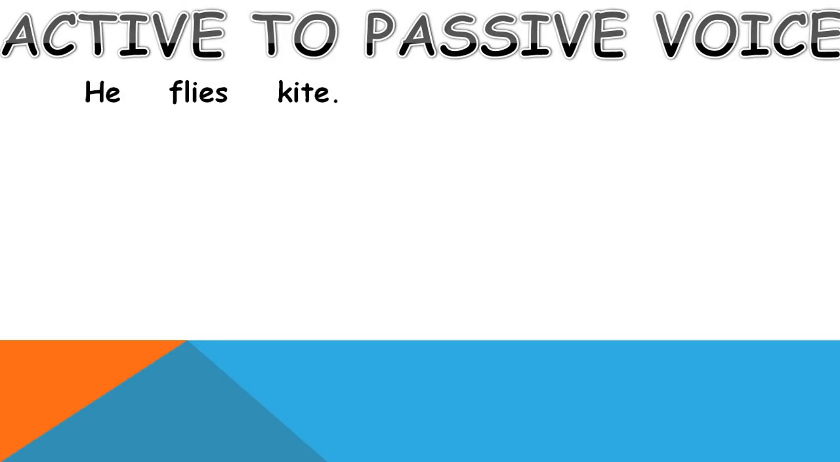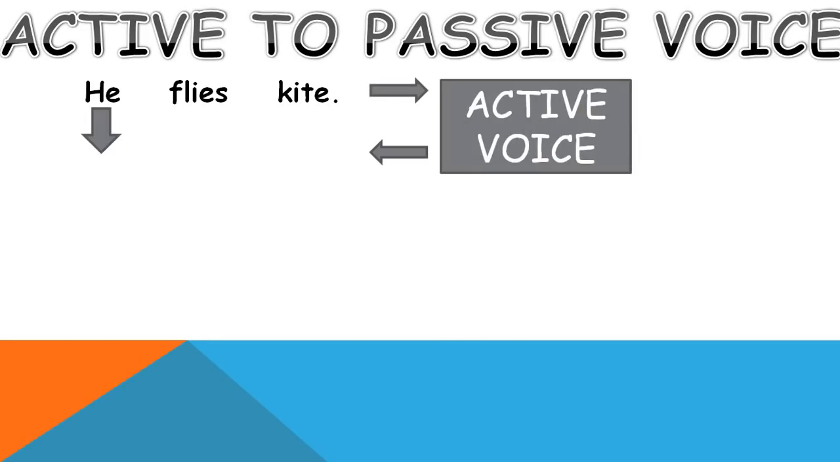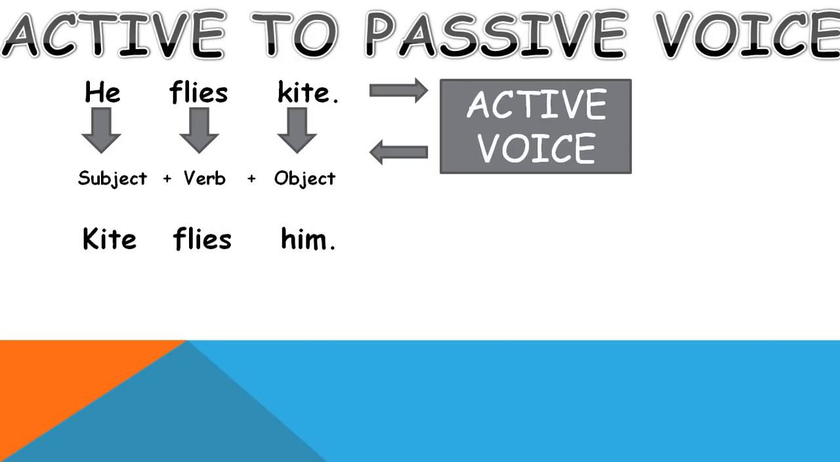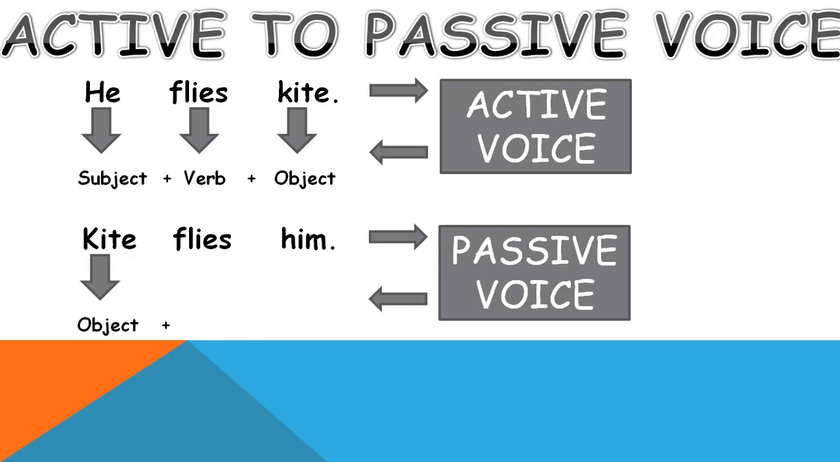I have been taught that when you say he flies kite, it's an active voice because the subject should come first, then comes the verb, and then the object. And in the passive voice, it's just the opposite. First the object comes, then the verb, and then the subject. So if kite is the object, shouldn't it be kite flies him? Shouldn't that be the passive voice?